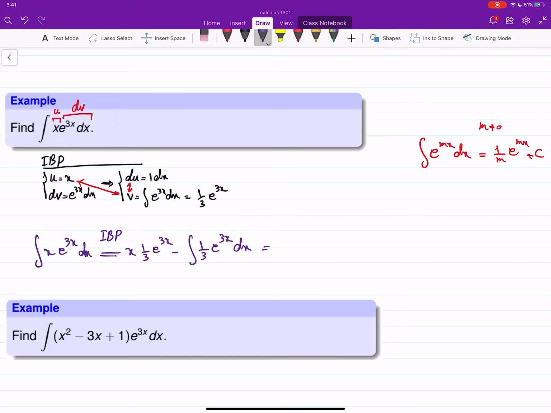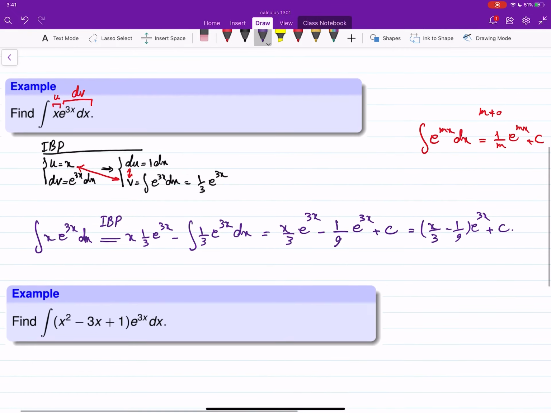And, okay, so I have x over 3 e to the power 3x minus. Here I can factor out 1 over 3 outside, so I have the integral of e to the power 3x. So that will give me another 1 over 3. I multiply, I get 1 over 9 e to the power 3x plus c. Let me simplify this step because sometimes it's useful to have this. I can factor out e to the power 3x, and that is my integral form.